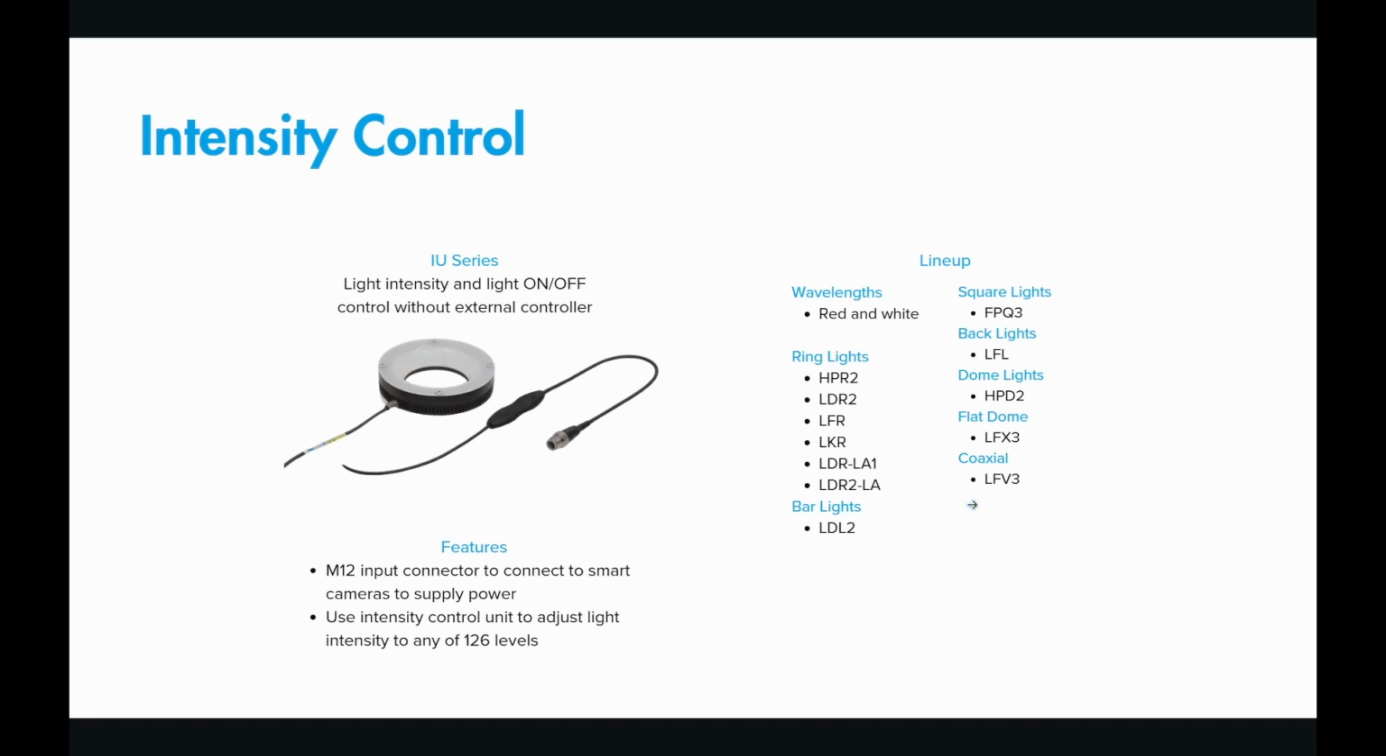So if you want just a quick connect to a smart camera with a little bit of intensity control, the IU series is definitely something to consider. But in terms of how it functions compared to the HPR2 standard light, they're going to be the same. The control in this cable is the only difference.